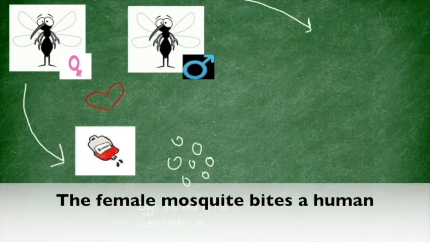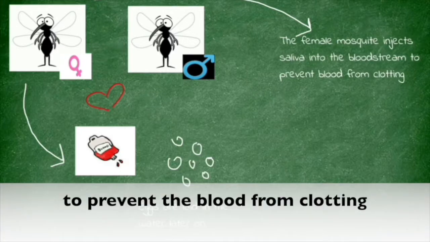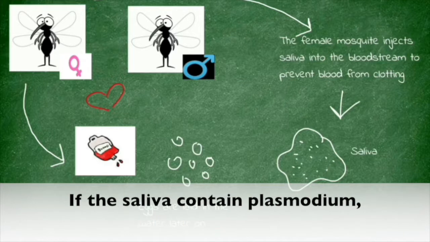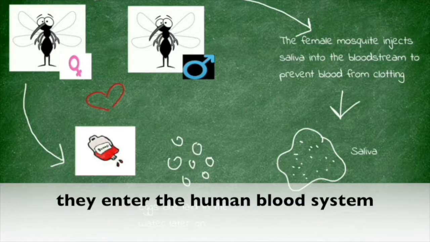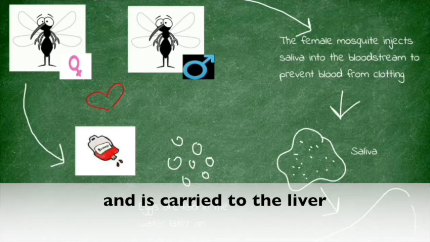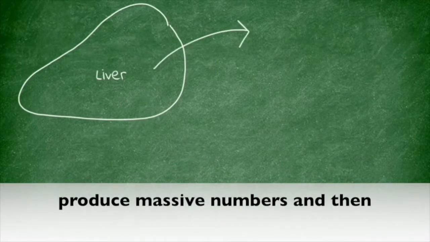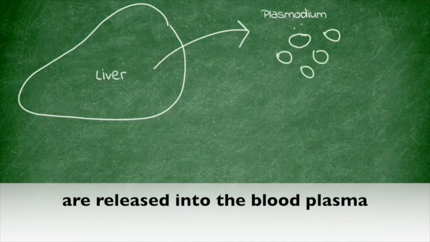The female mosquito bites a human and injects saliva to prevent the blood from clotting and blocking her needle-like mouth parts. If the saliva contains Plasmodium, they enter the human blood system and are carried to the liver. In the liver, Plasmodium multiplies to produce massive numbers and then is released into the blood plasma.